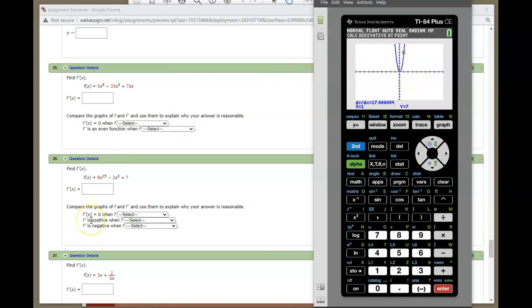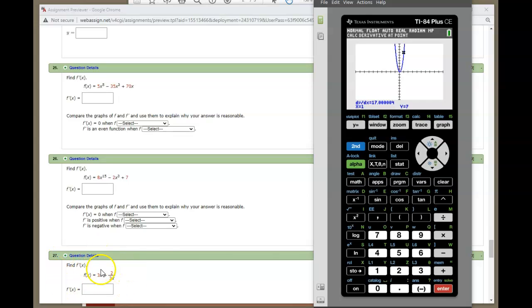This says when is the slope positive? Well, the slope is positive when it's going up, when the function itself is going up, and the slope is negative when it's going down. So these should be pretty clear now as what you're doing. F prime is an even function. Well, this was an odd, and if we take a derivative of this, we end up with an even function. So if f prime is even, what was true about f is what they're asking you.